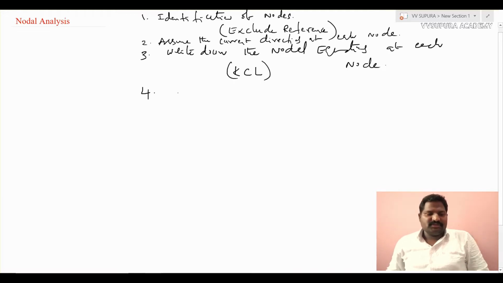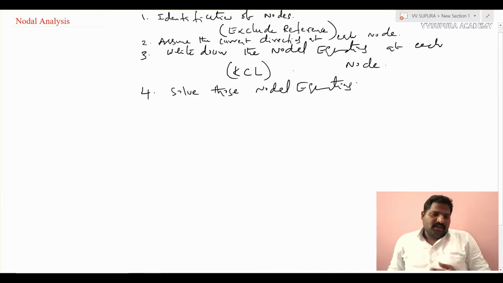And the fourth step is to solve those nodal equations. Whatever nodal equations we have written, we have to solve them, and we can calculate the node voltages. So what do we calculate? Node voltages. In the mesh analysis, we calculated I1 and I2, that is loop currents. Here we calculate the node voltages. Okay, these are the steps we can follow using nodal analysis.